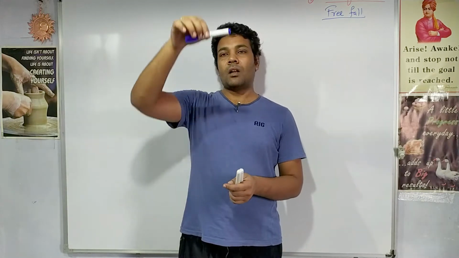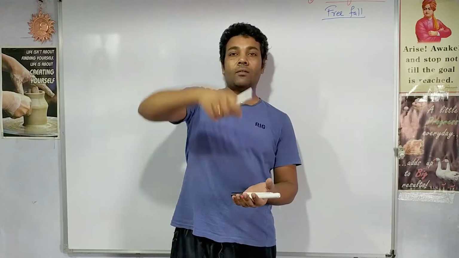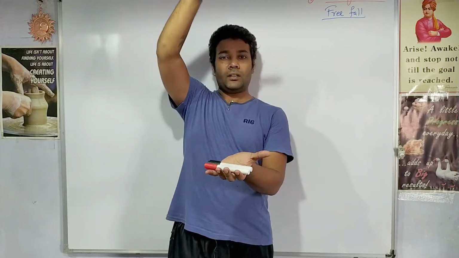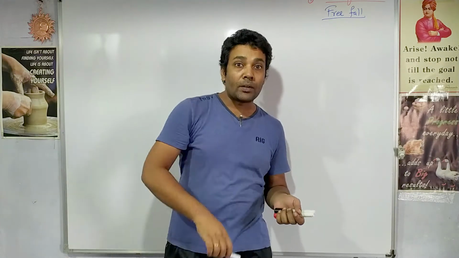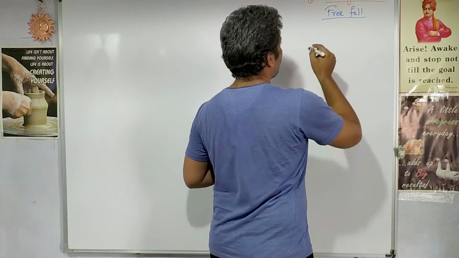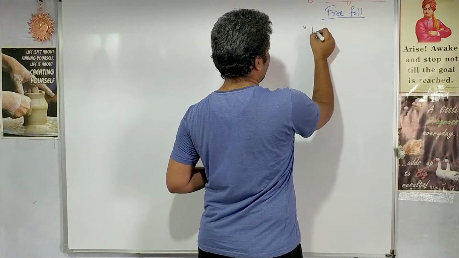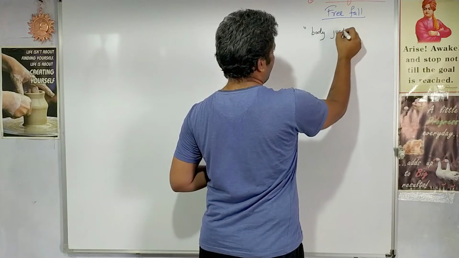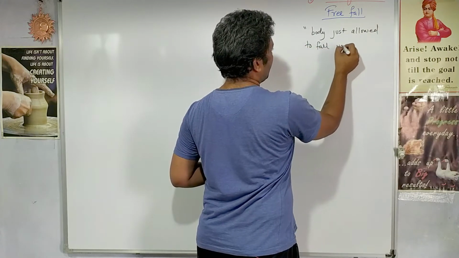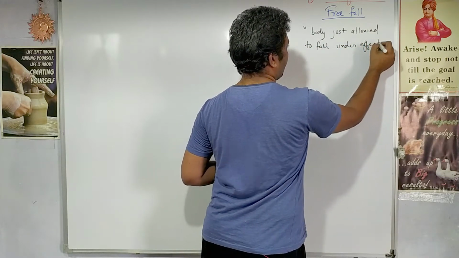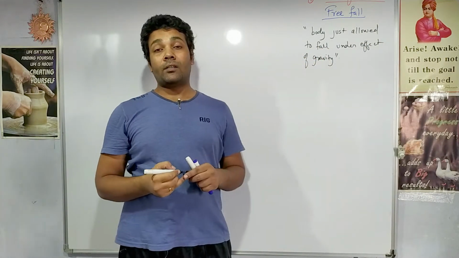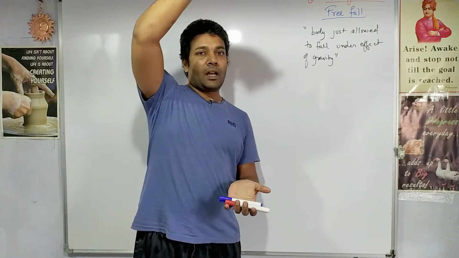Free fall means something is just allowed to fall freely from a height. Just let's say this marker, as soon as I leave it from the height, it undergoes a free fall. I am not throwing it, I am just releasing it. So in words, if we write down, free fall means a body just allowed to fall under effect of gravity.